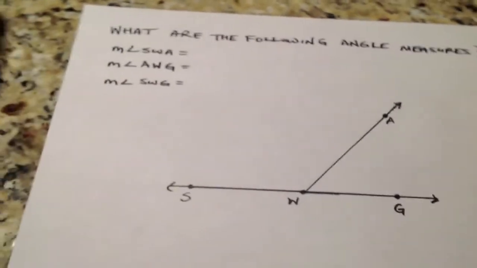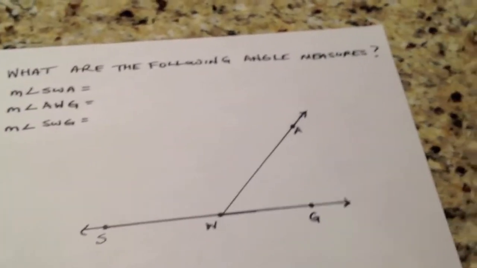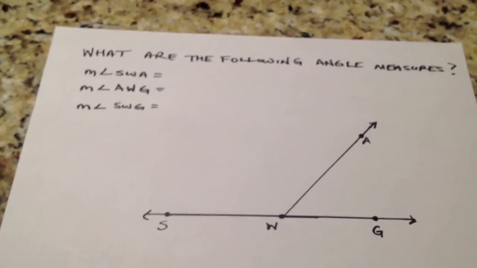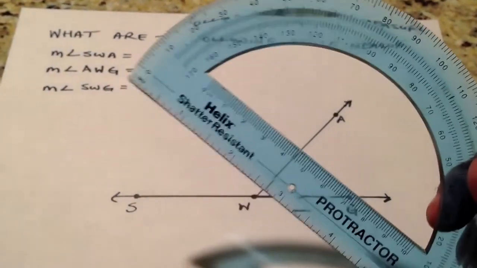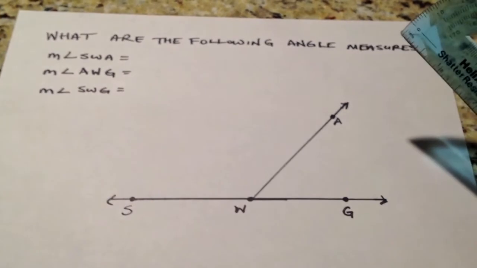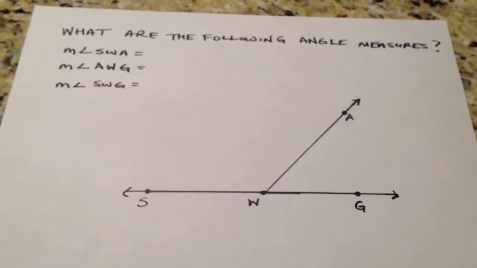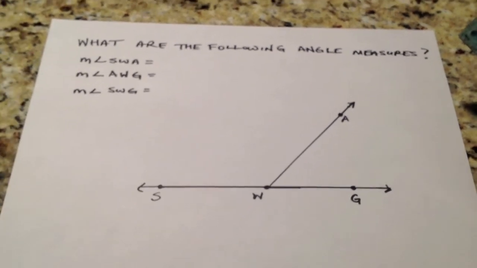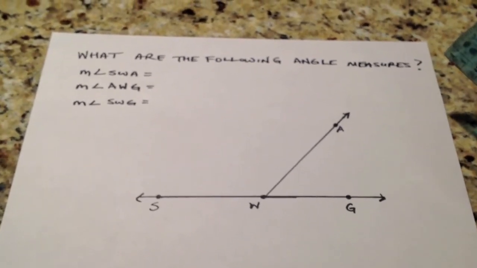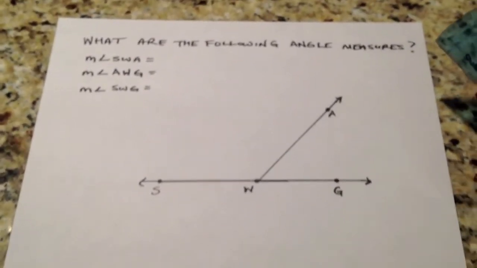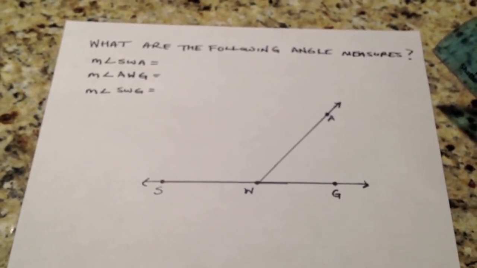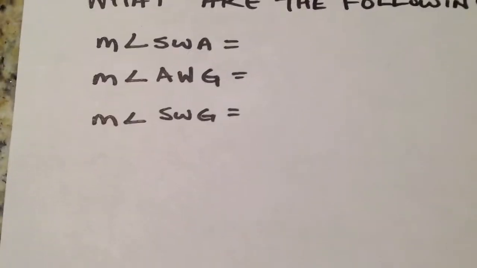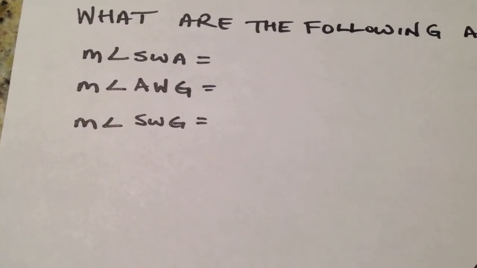Okay, just a second ago we talked about the protractor postulate, which basically tells us that we can use a protractor in order to measure our angle measures. So we're going to go ahead and put that into practice to see what that looks like, and just practice using our protractor, because we'll do that a little bit this year. So the question that we have right here in front of us is, what are the following angle measures? Measure of angle SWA, the measure of angle AWG, and the measure of angle SWG.